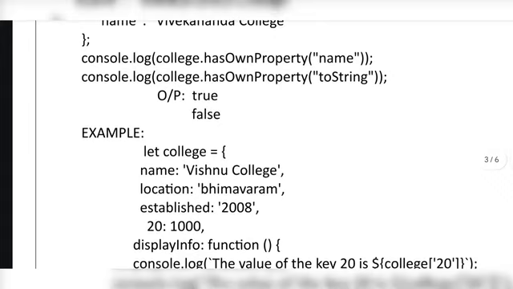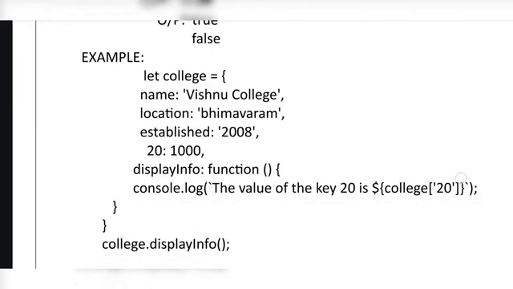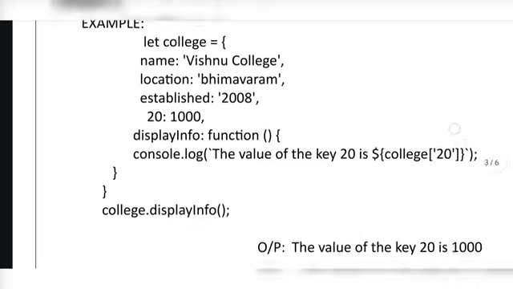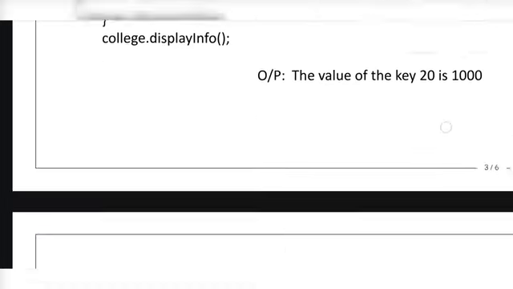For example, let college is equal to name Vishnu College, location Bhimavaram, established in 2008, fee 1000. displayInfo is equal to function, open parenthesis, and console log the value of the key fee is dollar college fee, then college displayInfo. The output is: the value of the key fee is 1000.